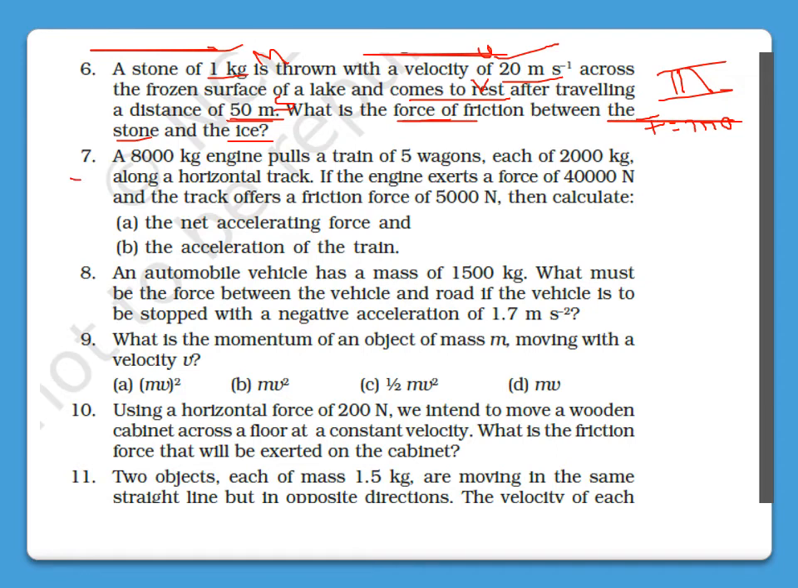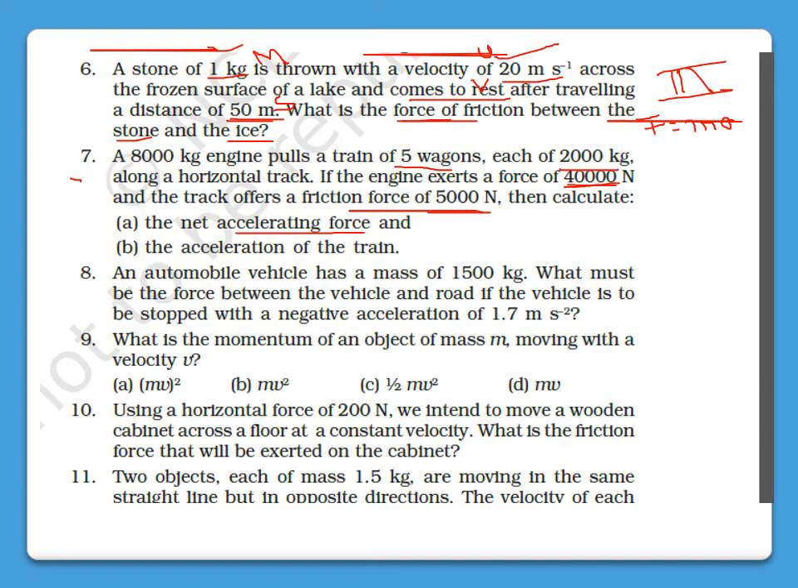Question number 7. A 8000 kg engine pulls a train of 5 wagons, each of 2000 kg. Now, if the engine exerts a force of 40,000 N and the track offers a friction of 5,000, then calculate the net accelerating force. How much force does the engine exert? 40,000. And frictional force 5,000. So what will the net force be? 40,000 minus 5,000 is equal to 35,000 Newton.